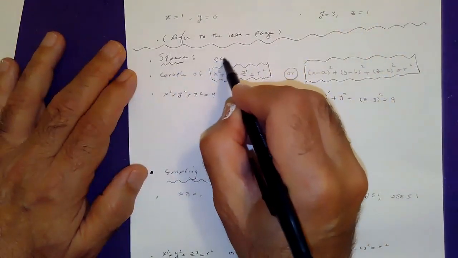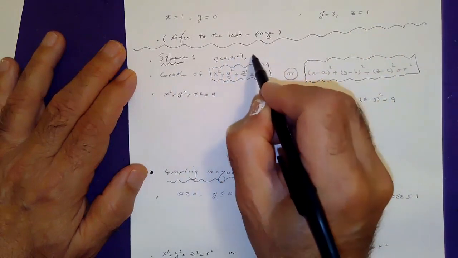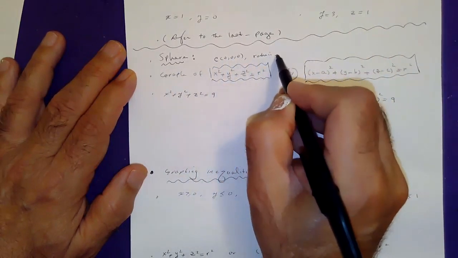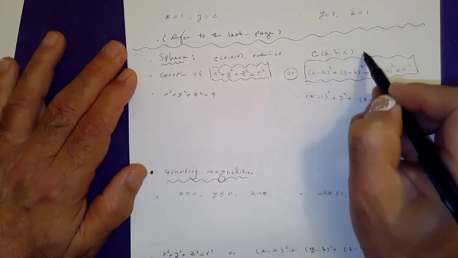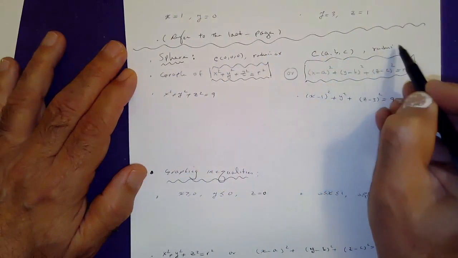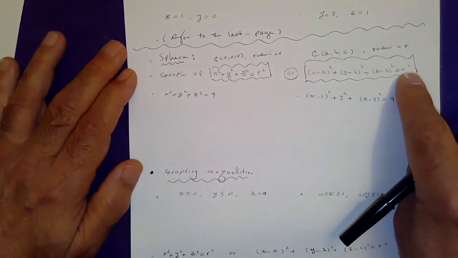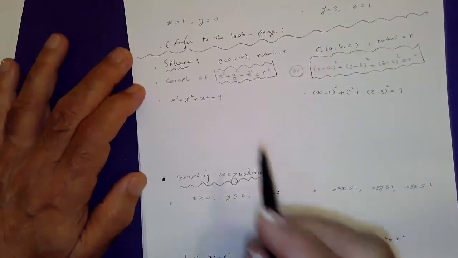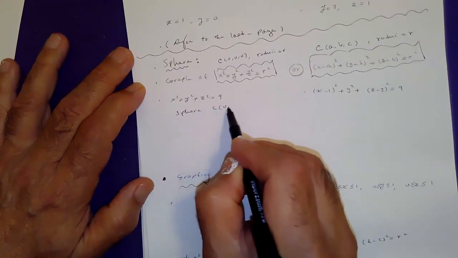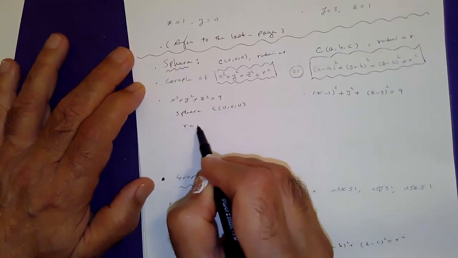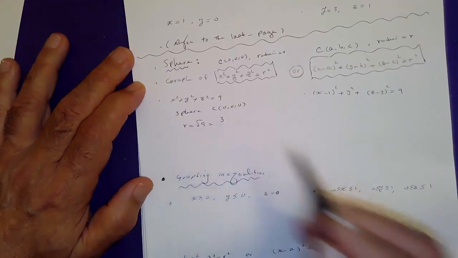In the first case, the center is at 0, 0, 0, and the radius is r. Here, the center is at (a, b, c), and the radius is still r, which is the square root of the number on the right side. So in this case, this is called a sphere. The center is at 0, 0, 0. The radius is the square root of 9, which is 3.